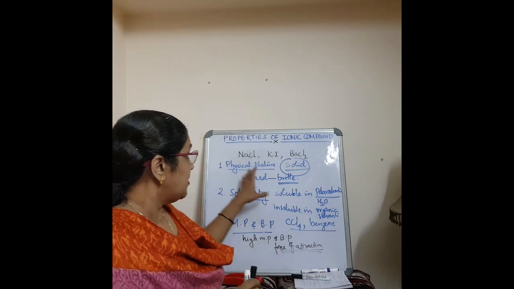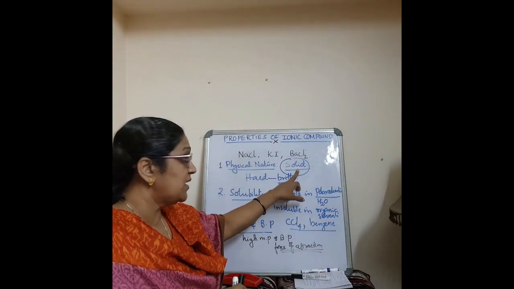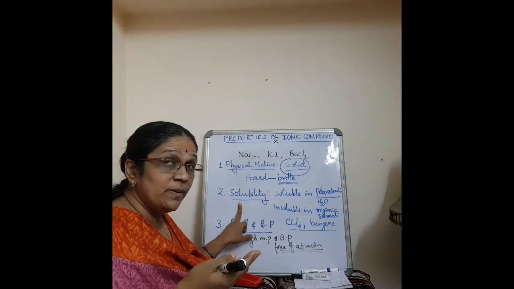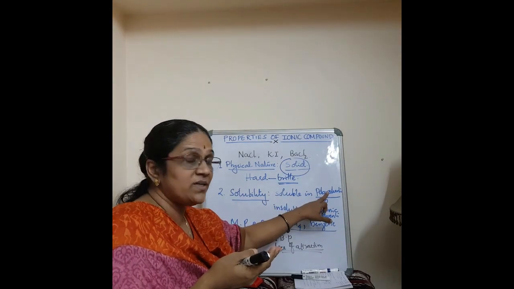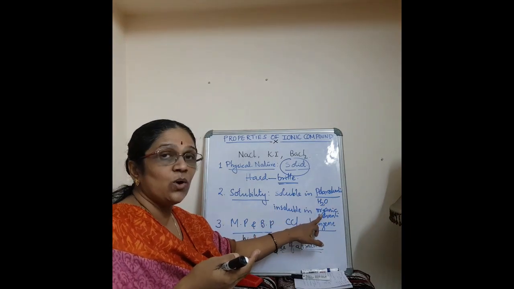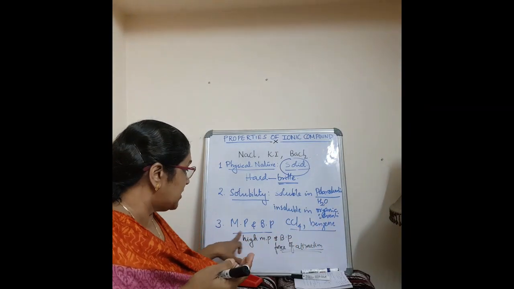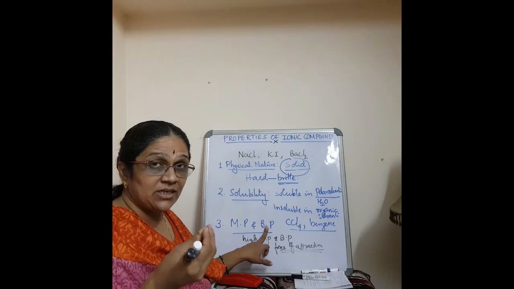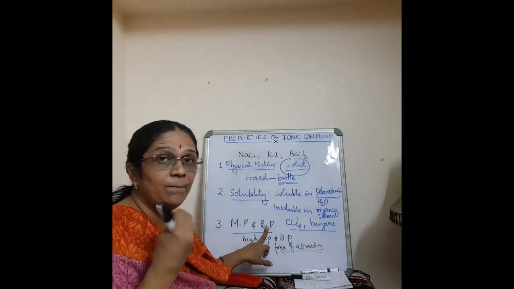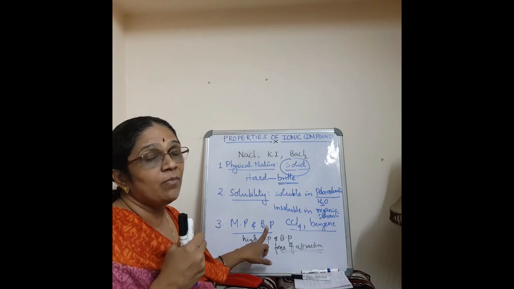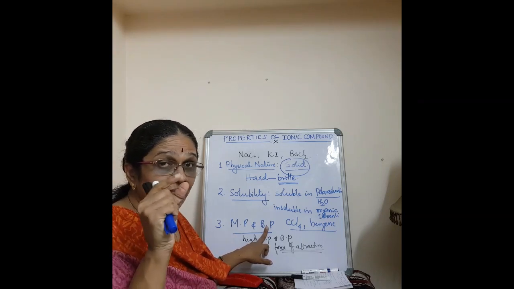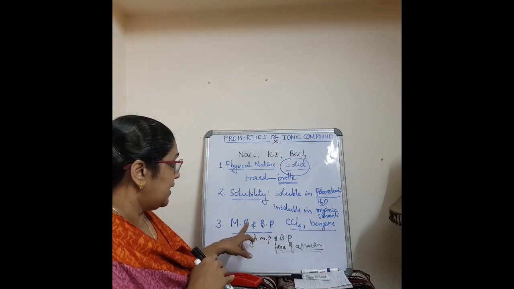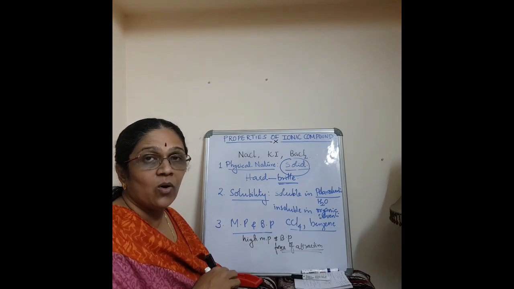Clear? Okay. That is, first is the physical nature. It's a solid generally, hard and brittle. Brittle means if you apply a pressure or a stress, it will break. Then second is the solubility. It is soluble in polar solvents like water and insoluble in organic solvents like benzene and chloroform. Now third is melting point and boiling point. What about melting and boiling point? Generally, ionic compounds have high MP and BP, or high melting point and boiling point. Why? Because of the strong force of attraction. In order to break the strong force of attraction, we need more energy. That is why they have high melting point and boiling point.